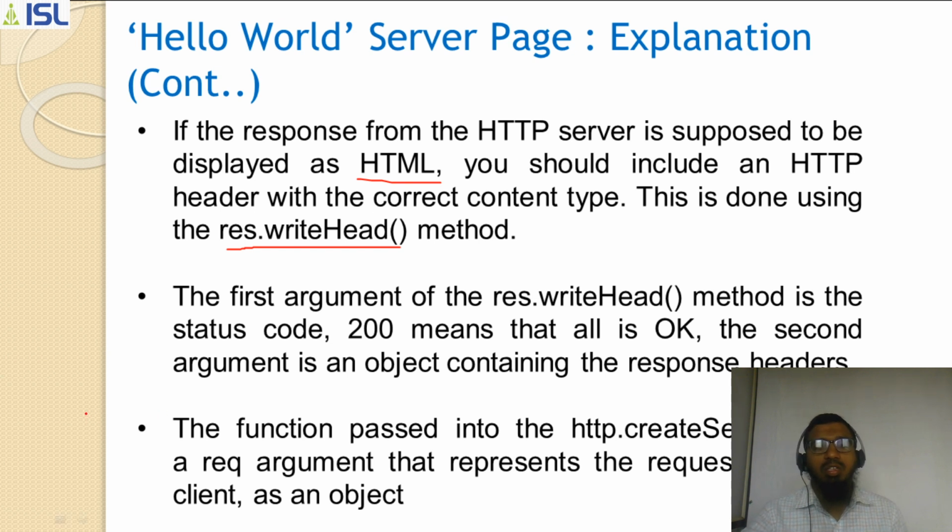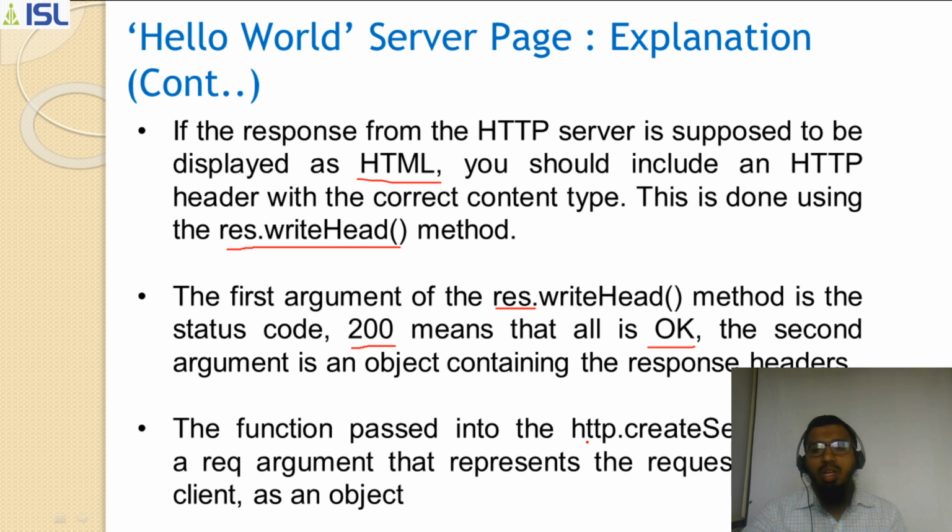Okay, what is this? The first argument of the response.writeHead method is the status code 200, which means that all is okay. The second argument is an object containing the response header. If the status code is 200, that means it is okay, it is fine, it is created. Okay, or you have done the things. The second argument is an object containing the response header.